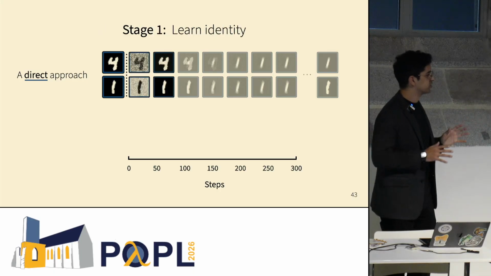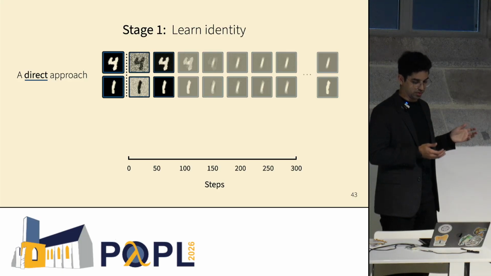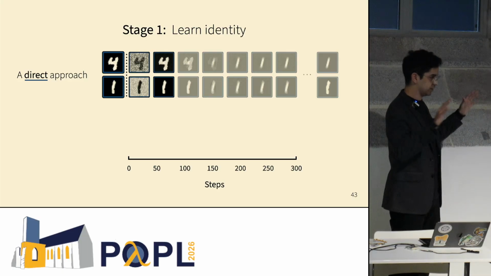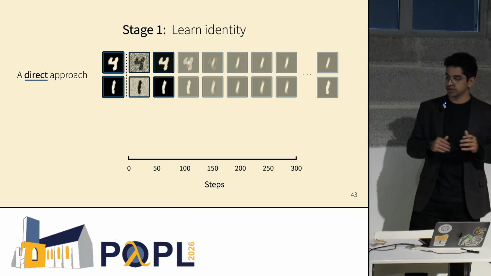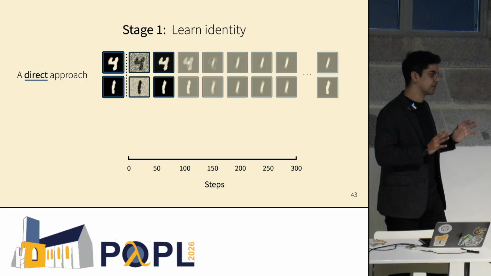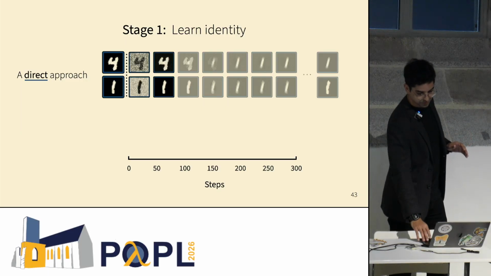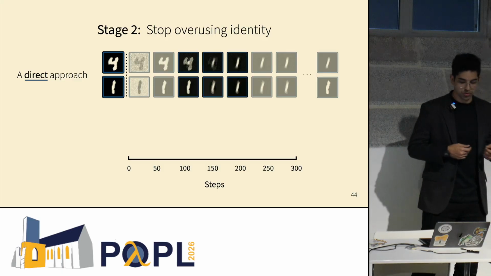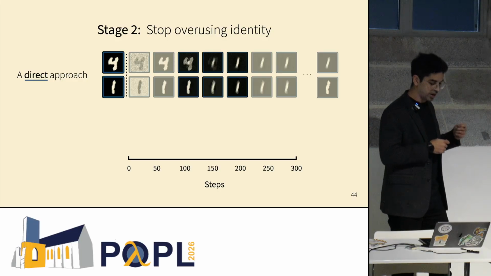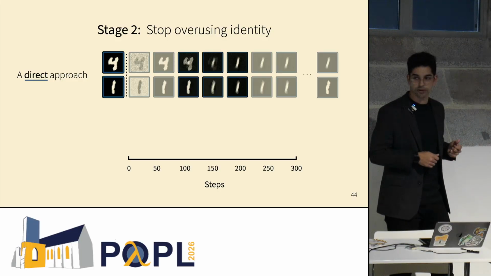In about the first 100 steps, what the direct approach is learning is to do identity for everything. When the input is a 1, that's good, that's correctly solving the task. But when the input image is a 4, that's definitely very wrong. In the next 100 steps, what the network learns to do is try to stop overusing the identity for everything, especially when the input image is a 4.